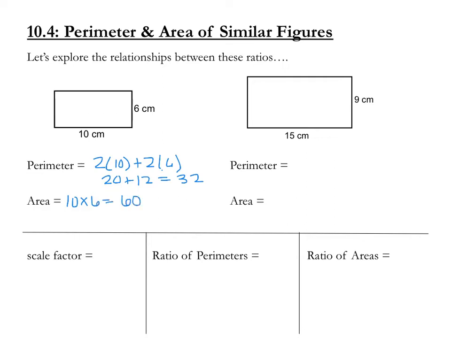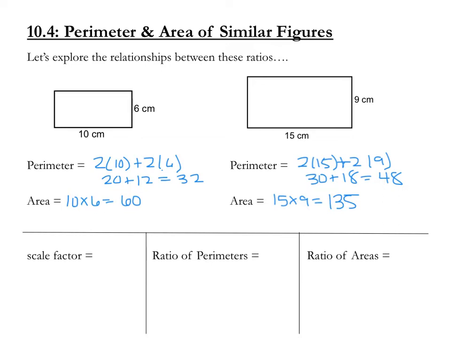And then for the second rectangle, the perimeter would be 2 times the length, 15, plus 2 times the width, 9. You get 30 plus 18, which is 48. And then its area is 15 times 9, which is 135. So now what we're looking at is 3 different ratios that we're going to work on throughout this section. The first one's the scale factor. Remember, scale factor is just a ratio of any 2 sides of the 2 figures.